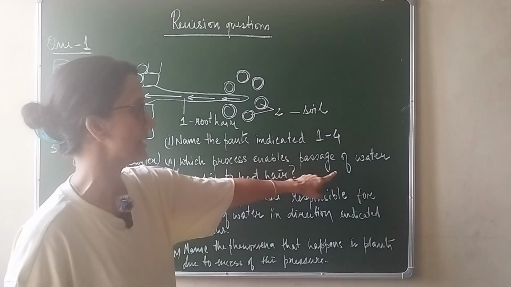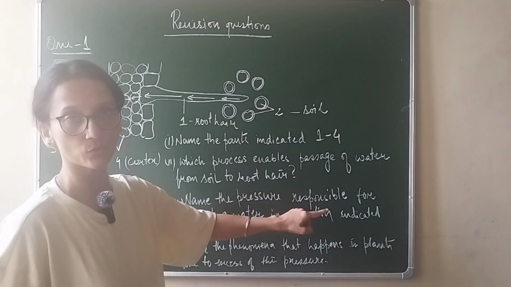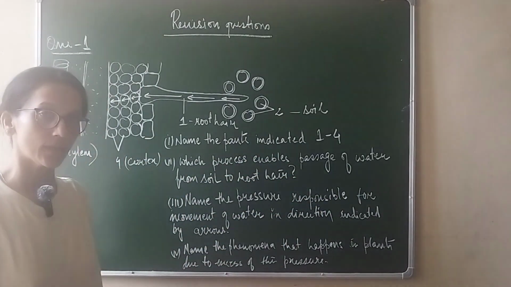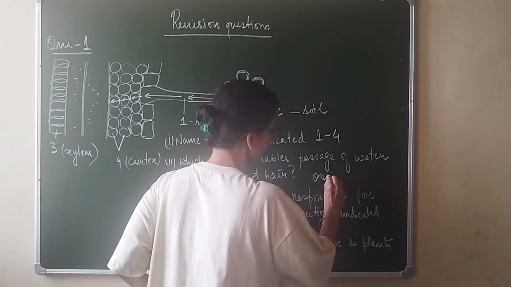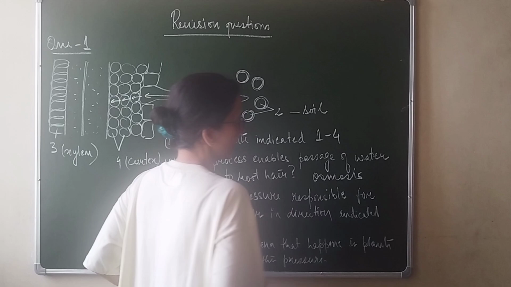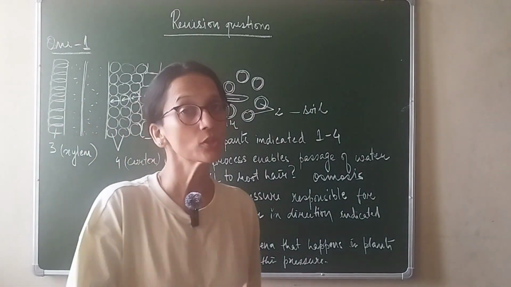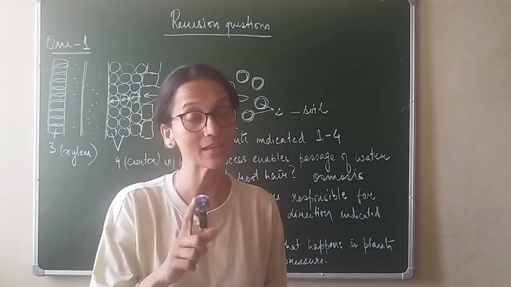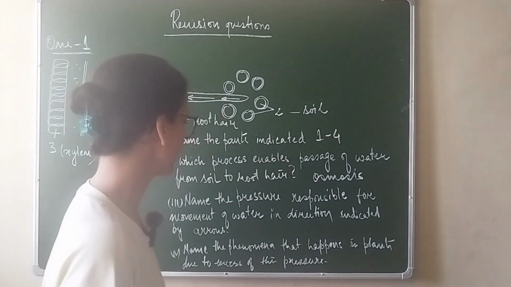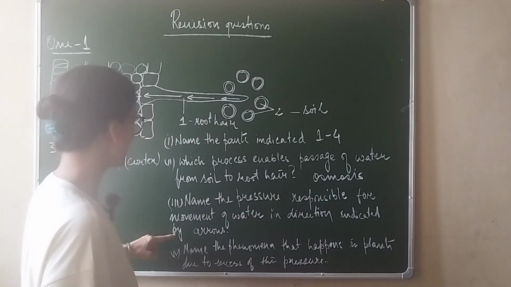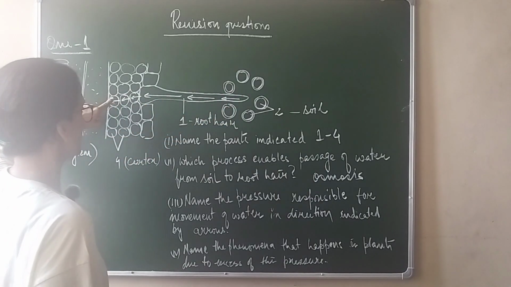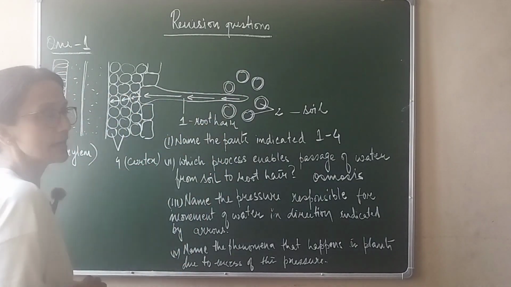Which process enables the passage of water from soil to the root hair? The process by which water can move into the root hair cell is called osmosis. If they would have asked you to name the process by which solutes enter into the root hair, then the answer would be active transport. Third, name the pressure responsible for the movement of water in the direction indicated by the arrow. Which pressure is responsible for forcing the water in this direction?